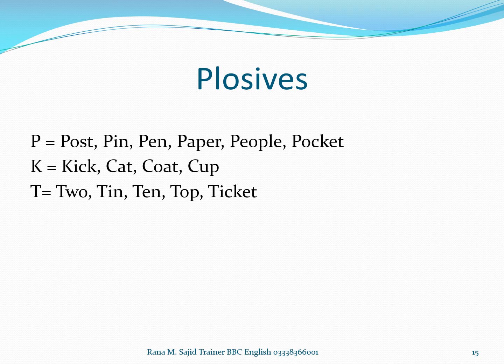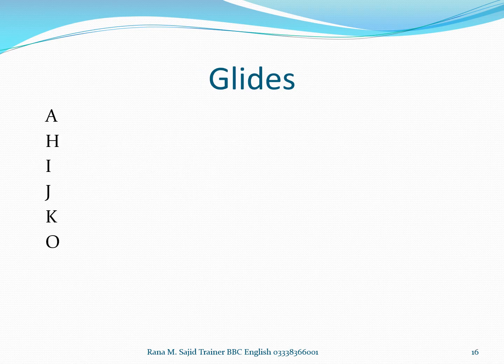And similarly the examples of k sound are kick, cat, coat, cup. And the examples of t sound are to, tin, ten, top and ticket. So you would have got this idea that whenever these three sounds, the sounds of p, k and t, follow a vowel sound, they are produced as p, k and t and not as p, k and t. Now we have the idea of glides, right?